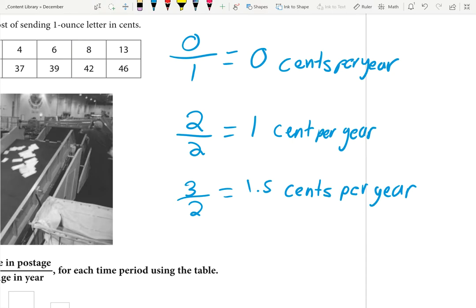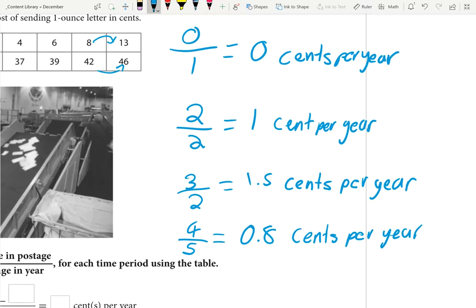And then our last one. We increase 4 cents from 42 to 46, so an increase of 4 cents. Remember, the change in y comes first. Over the course of 5 years, year 8 to year 13 is the course of 5 years. And of course, this simplifies to 0.8. So in this case, 0.8 cents per year.